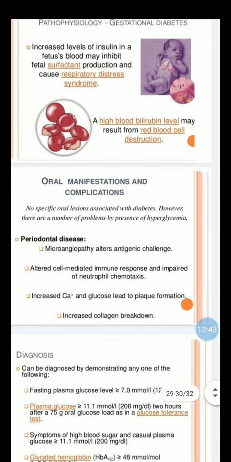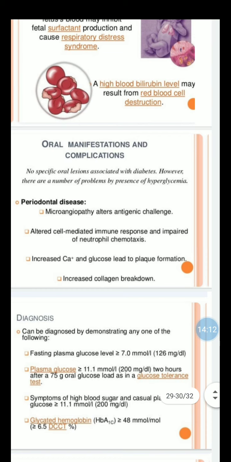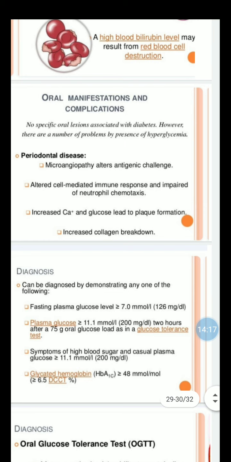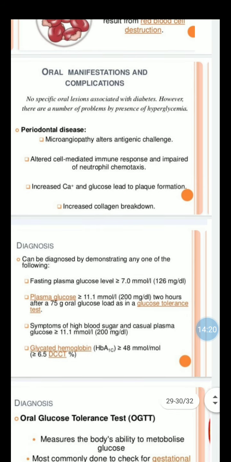Then manifestations and complications. First, periodontal disease: microangiopathy, altered antigenic challenge, altered cell mediated immune response, and impaired neutrophil chemotaxis. Then increased calcium and glucose lead to plaque formation and increased collagen breakdown.